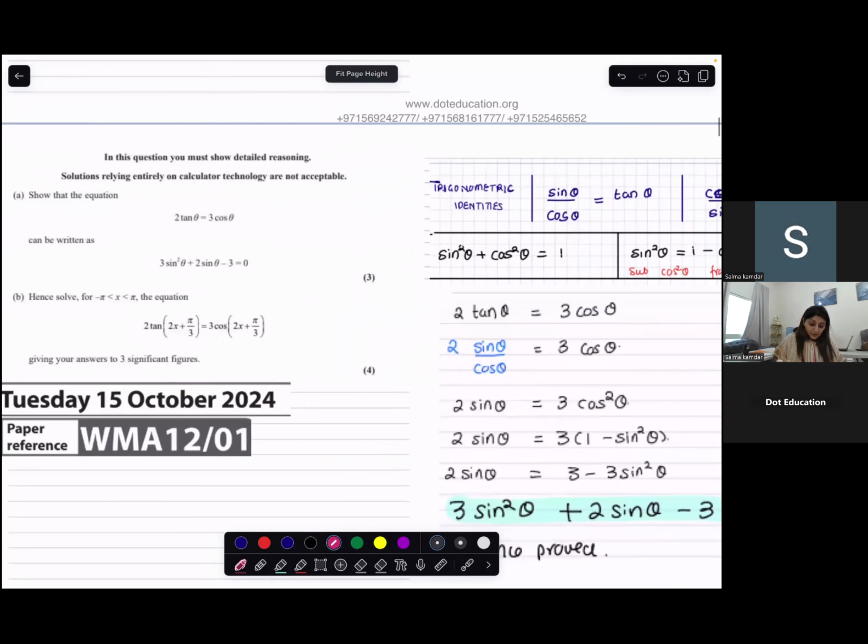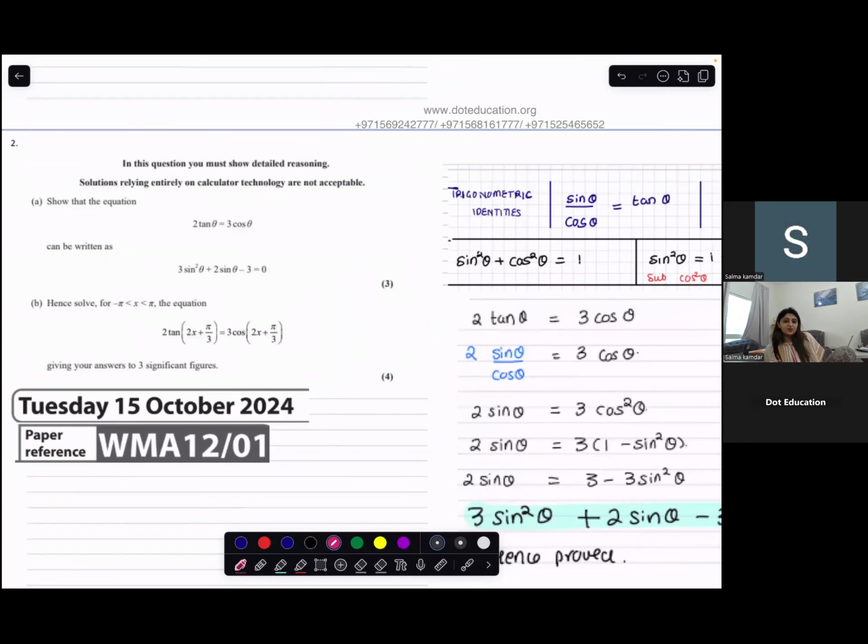Okay, so we are doing this second sum of trigonometry in our past paper booklet. It is of October, November 2024, Edexcel Pure Maths 2, and it is belonging to chapter 6, that is trigonometry. I hope you're with me.